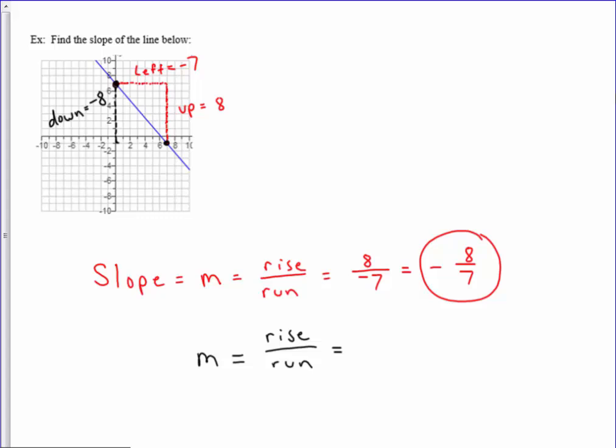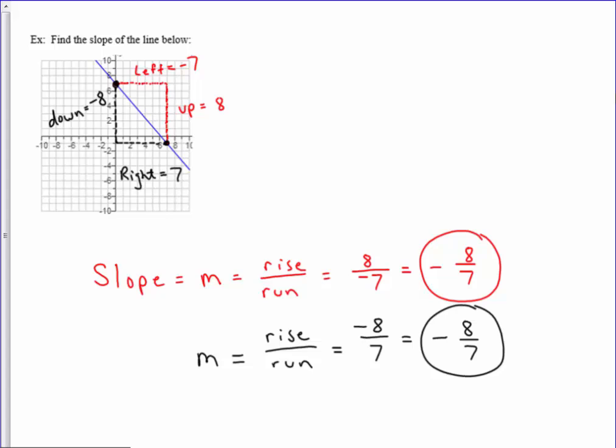And then I would count how many units over I need to go. In this case, it's to the right. So because it's right, it would be positive 7. So in this situation, my rise would be negative 8, my run would be 7, the result is still the same, the slope is negative 8/7.